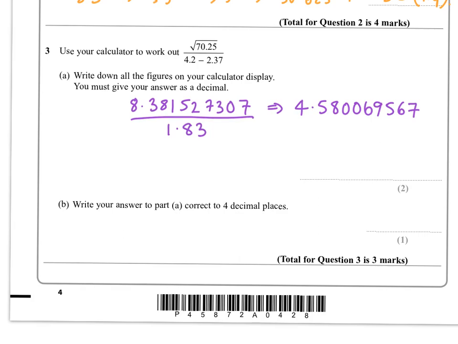So we've now got to write our answer in part A correct to 4 decimal places. So first, second, third, fourth decimal place. So the 6 would round this 0 up to a 1. So the answer would be 4.5801, and I'd write that as 4 dp, 4 decimal places.